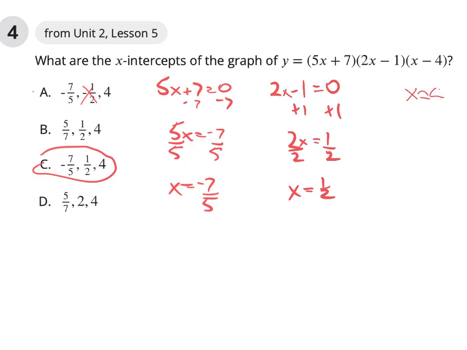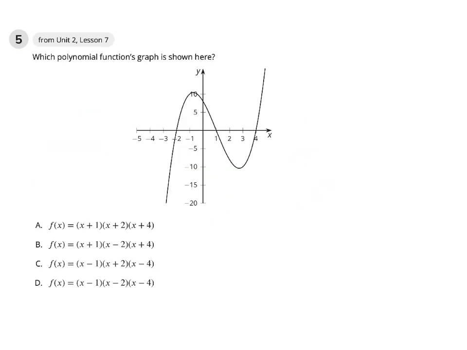X equals positive 4. Okay, looking at the graph, my intercepts are negative 2, positive 1, and positive 4. To go from an intercept to a factor, you had to switch the sign. So that's x plus 2, x minus 1, and x minus 4. So which one matches? X minus 1, x plus 2, x minus 4. C is the one that matches.